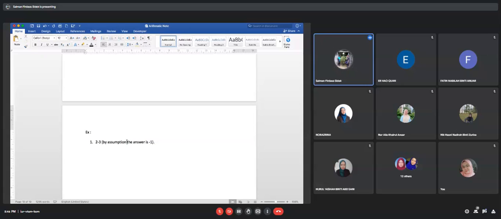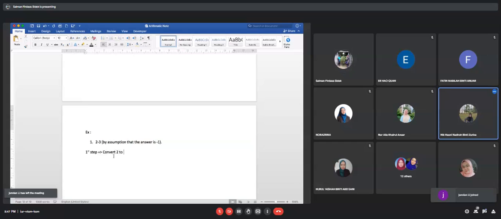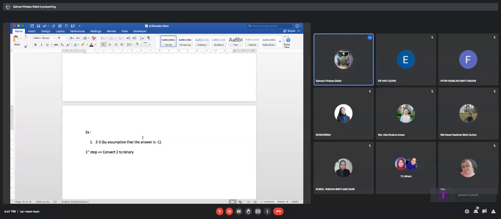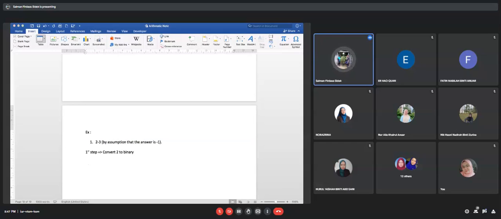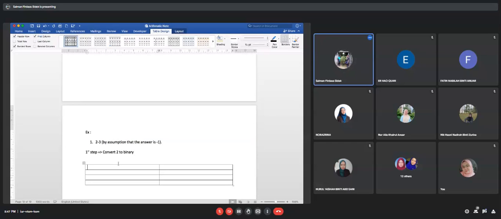By assumption the answer is -1. So what is the first step to do this calculation in binary? Convert to binary. Convert what to binary? To binary 2. So let's do it together. Okay, we just insert a table.